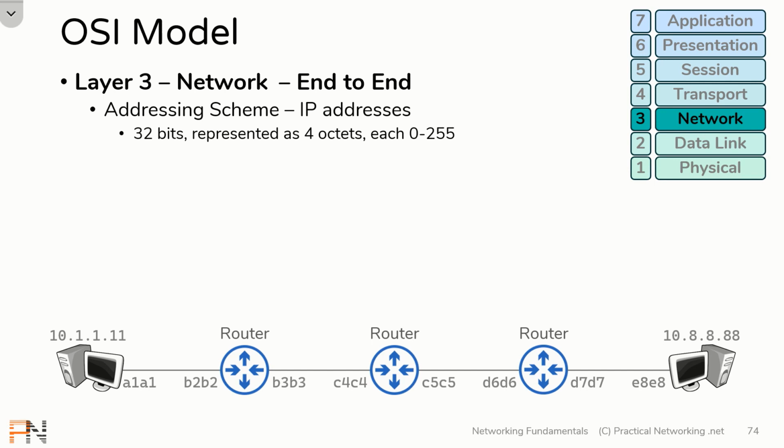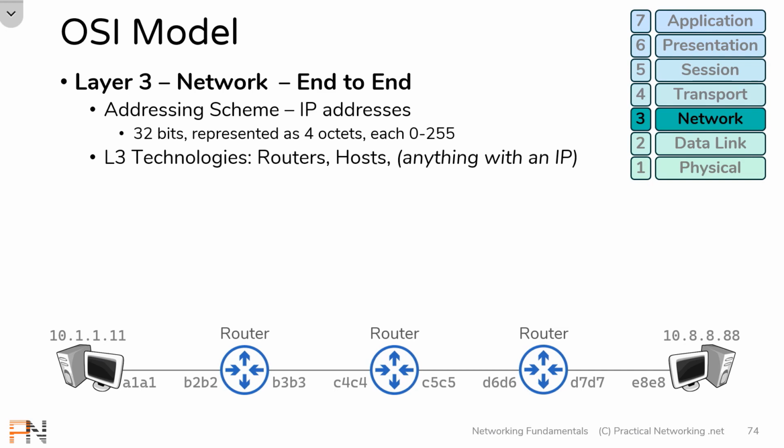Now as you can see from this illustration, aiding in the goal of delivering data from end to end is routers. So routers are considered to exist at layer 3 of the OSI model. Hosts are also considered to exist at layer 3 of the OSI model. But really, anything with an IP address can be considered to exist at layer 3 of the OSI model.